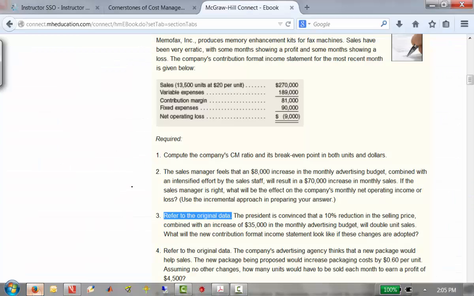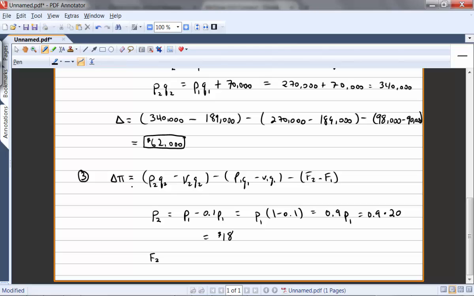What else did we change? $35,000 increase in the monthly advertising budget. Well, that just means that the new fixed expenses are going to be the old fixed expenses plus $35,000, or the old fixed expenses were $90,000 plus $35,000. So the new fixed expenses will be what? $125,000.